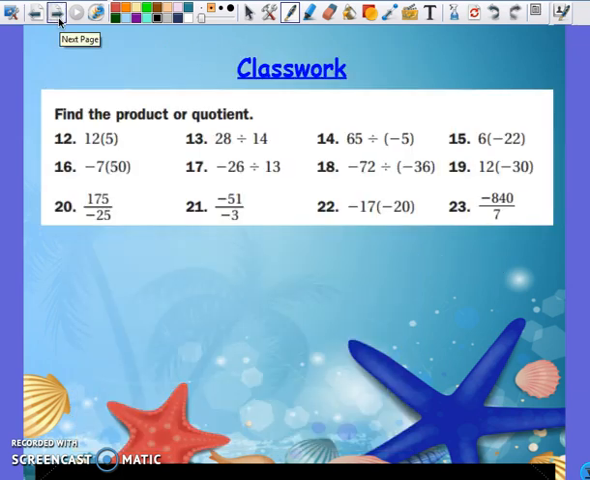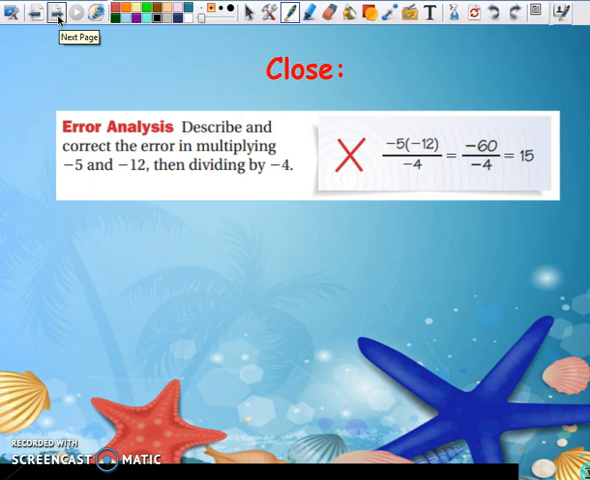So you are going to try this classwork, and this will be collected and checked. So make sure that you actually check your work and divide and multiply. And then your close is error analysis. Figure out what this person did wrong. That answer is not correct. Okay? And then after that, you may go ahead, watch the other videos on Blendspace, play some games, look at the pictures, but don't forget to complete the quiz at the end.